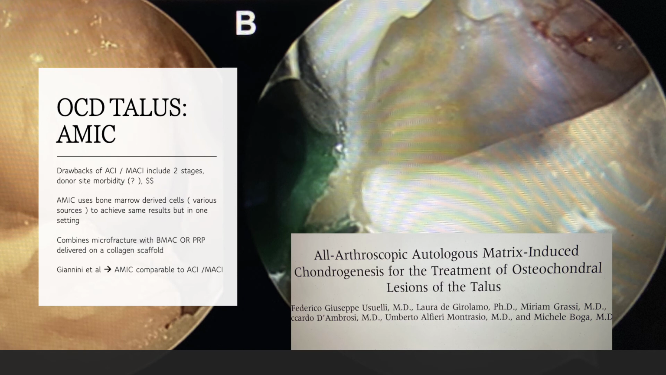The most significant downsides of ACI and MACI include the fact that it requires two stages and it is quite costly. AMIC uses bone marrow-derived cells from various sources, typically the iliac crest, to achieve the same results as ACI and MACI, but in one setting. And it combines microfracture with BMAC or PRP delivered on a collagen scaffold. Giannini et al. have produced several papers on the subject, which show essentially that the results are comparable to ACI and MACI.